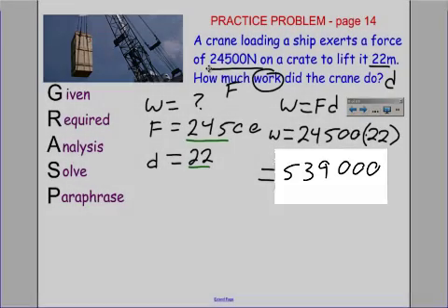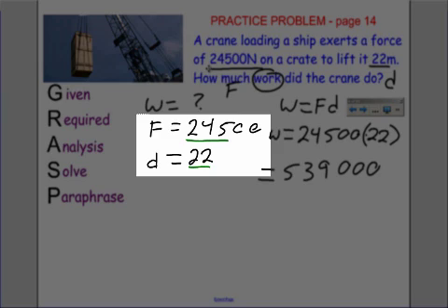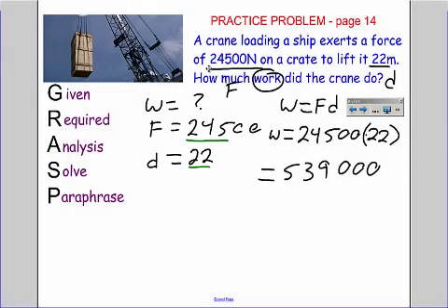But if we look at what we started with, our force has 3 significant digits, our 2, our 4, and a 5. Our distance that we started with has 2 significant digits, a 2 and a 2. So our final answer can only have 2 significant digits. That's our 5 and our 3. Okay? Now if we look at our last number, we also have a 9 after our 3. That means we're going to have to round our next number up.